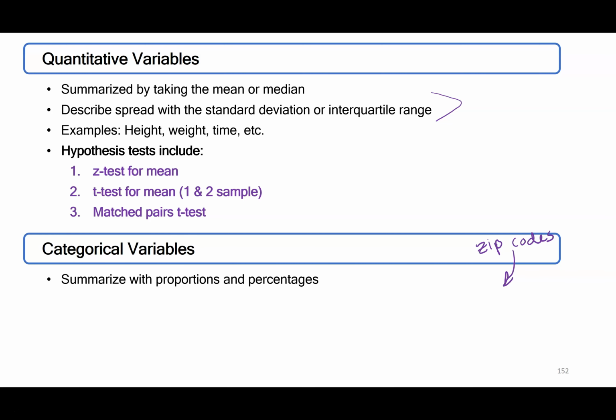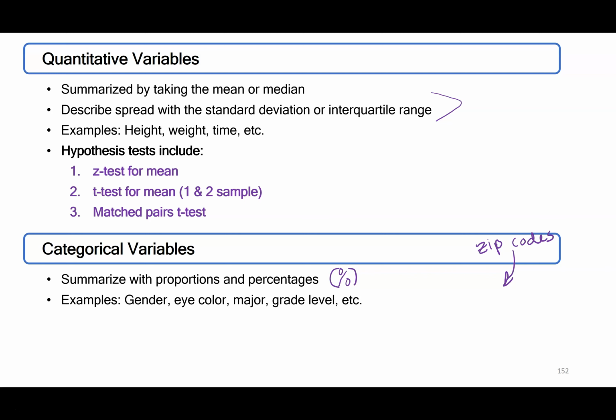Categorical variables. So these we tend to summarize with proportions or percentages. So be careful, if you use percentages, you should include that percent sign. It's really, really important to include the sign, because if you write it as a percentage, but you don't include the percent sign, it's a much, much different answer. Basically, imagine your answer times 100. It could be drastically different.